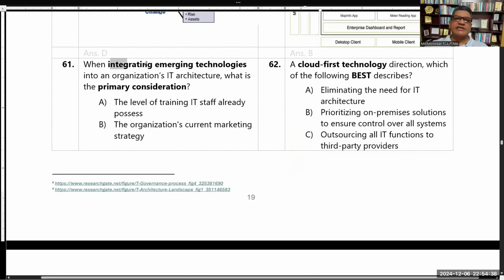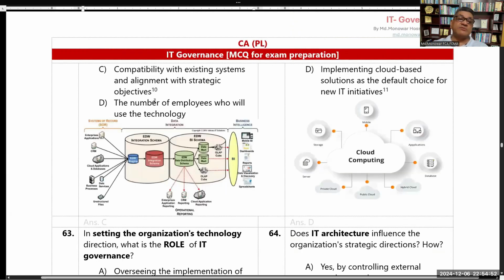Answer B. When integrating emerging technologies into an organizational IT structure, what is the primary consideration? The primary consideration is compatibility with the existing system and alignment with the strategic objectives of the organization.